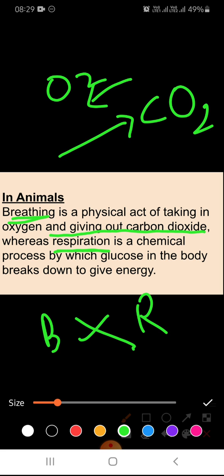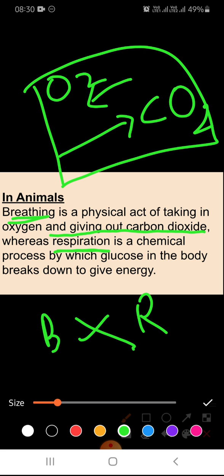It means we are taking air, we are inhaling and we are exhaling. Inhalation, exhalation, that is only breathing. And now what is respiration? Respiration is a chemical process by which glucose in the body breaks down to give energy.